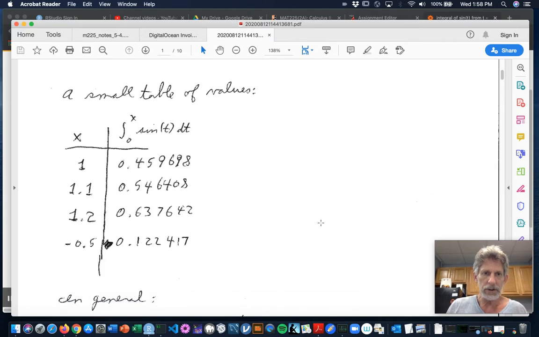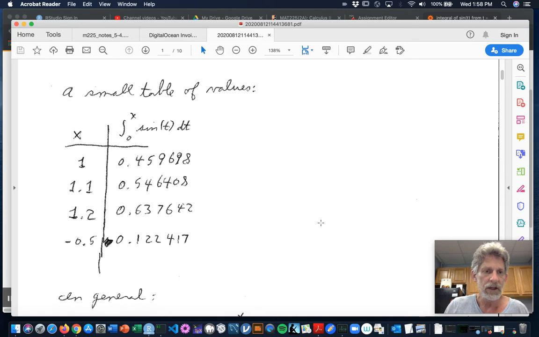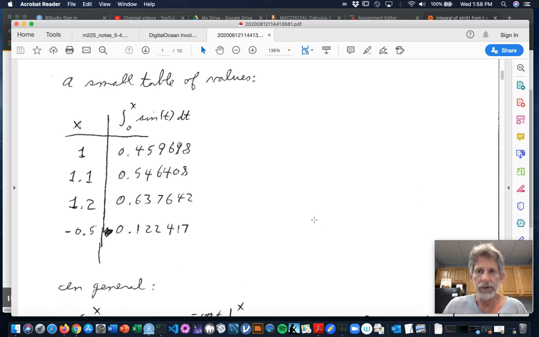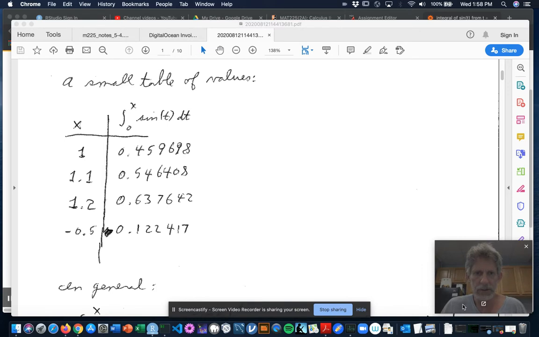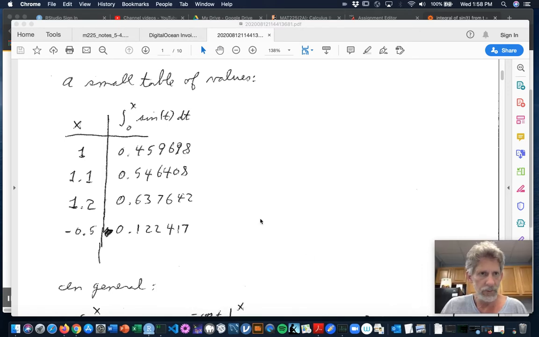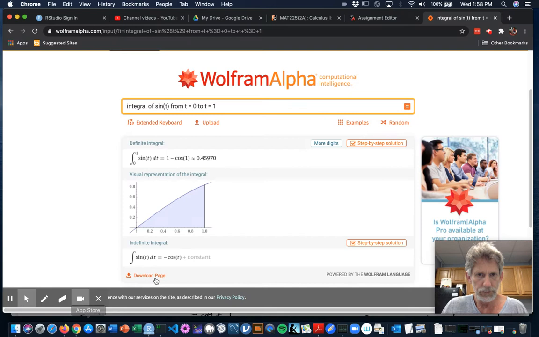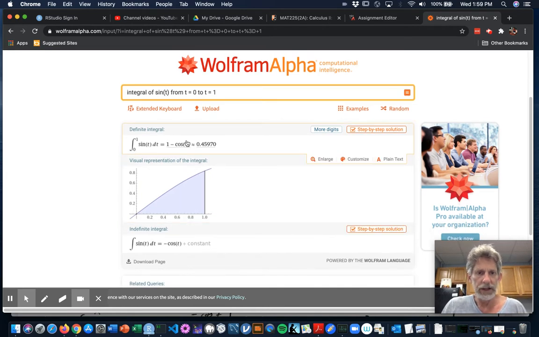So you could try out the function for different values of x. One way is maybe you could just go to Wolfram Alpha, for example. Let's see if I've got it here. Let me find Wolfram Alpha. There we go. And you could just put in integral of sine t from t equals 0 to t equals 1. And so you've chosen your x to be 1. And it dutifully goes and gets this integral, and it's about 0.45970.